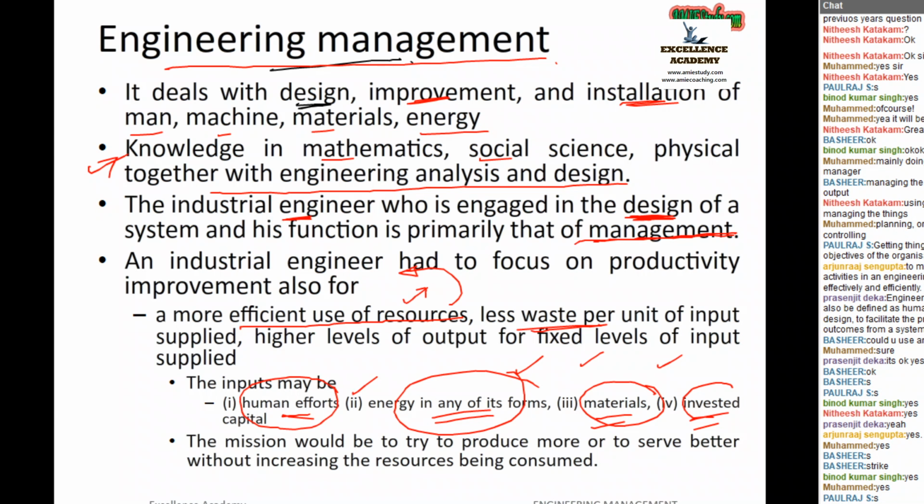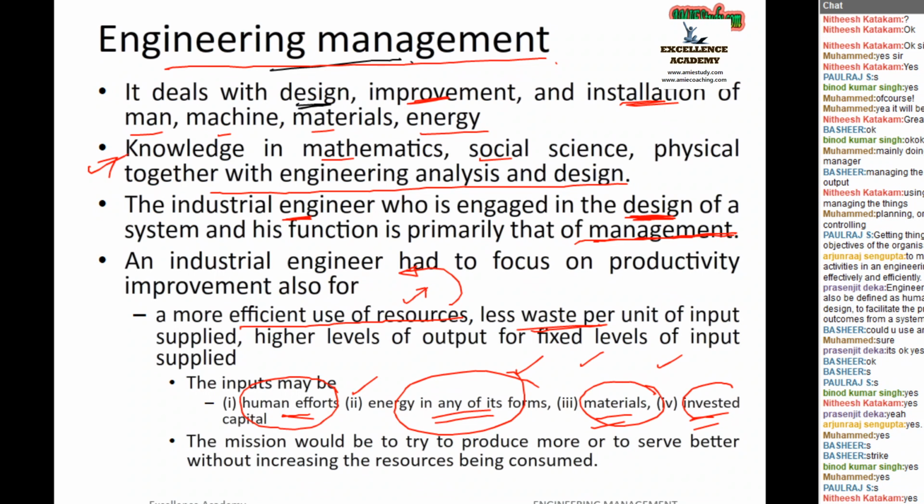Next is if the Maruti car production is going to be increased from 500 to 1000, that means productivity is increasing. So what does he have to do? He has to increase the input there. What are the inputs? Human effort, energy. But these inputs have to be given in such a way that they are effectively used without any wastage. That care also has to be taken by the industrial engineer who is concerned with the productivity. Clear?